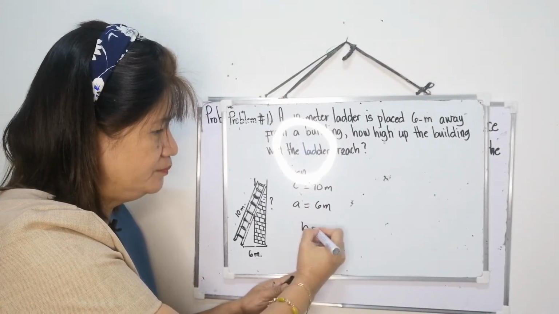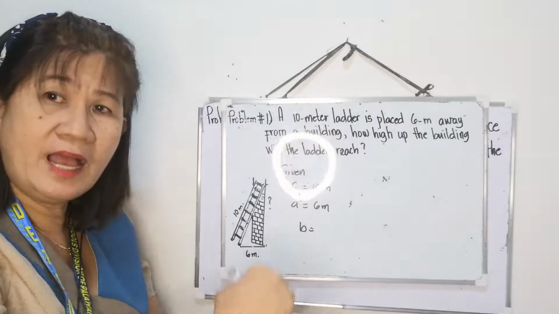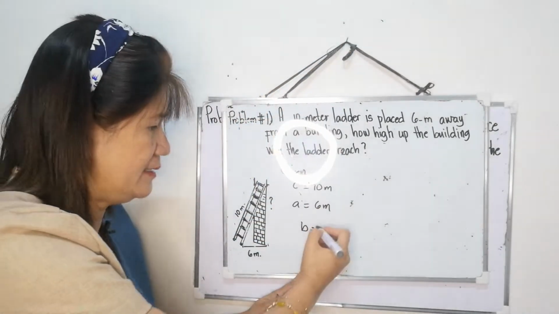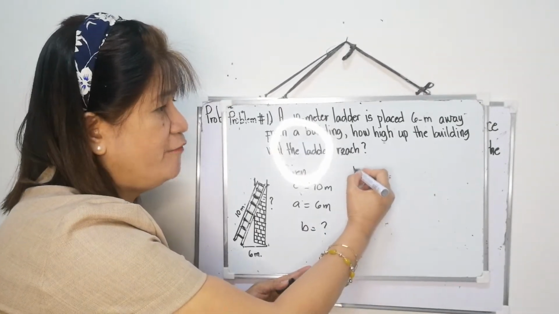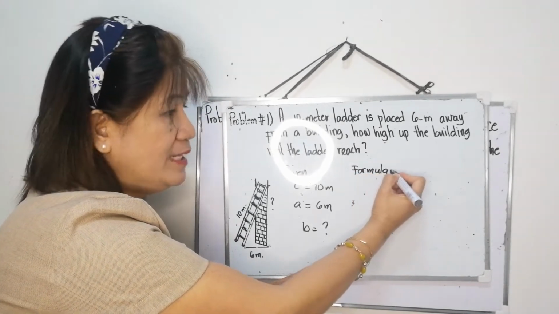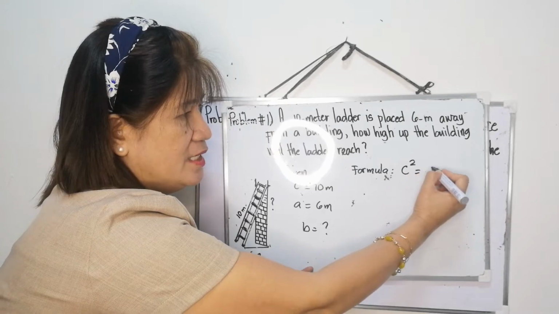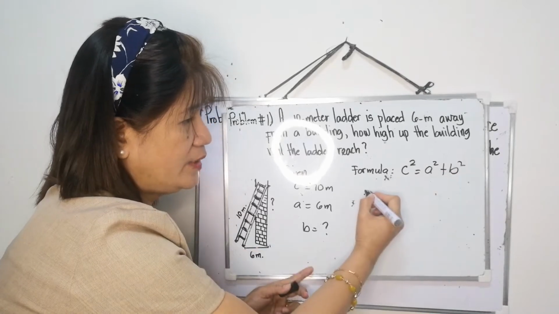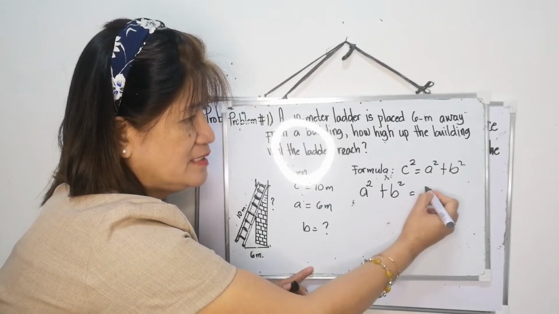And what is unknown? The height of the building, so mula rito hanggang doon, the height of the building that the ladder reach, yung naabot ng hagdanan. So that is unknown. One of the legs is unknown. So using our formula, we can determine how high is the building that the ladder reach. So our formula is C squared is equal to A squared plus B squared. Or, pwede namang mauna yung A squared plus B squared equals C squared.